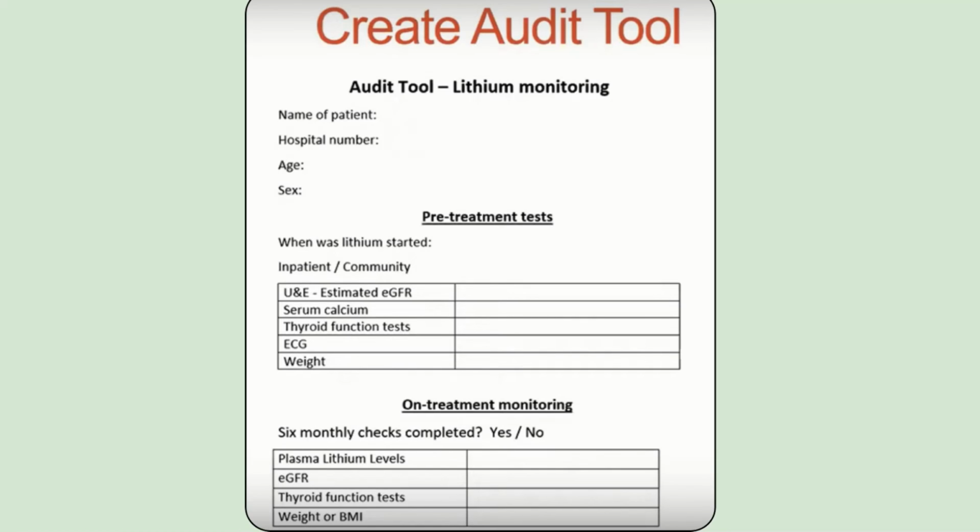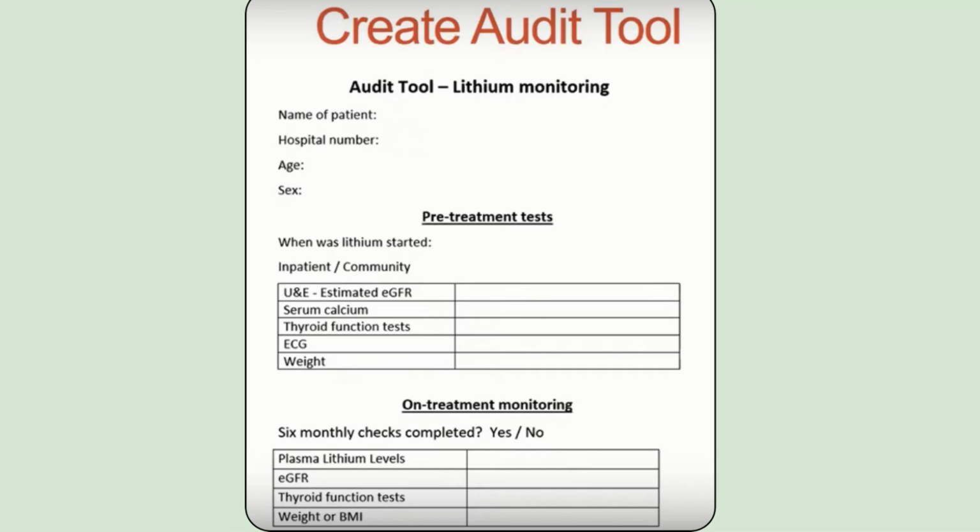Once you've identified a problem and found set guidelines, then you can create an audit tool. A simple audit tool: name of the patient, their hospital number, their age, sex, and then depending on which audit you are doing. If you're doing the pre-treatment test audit, you can simply record when the lithium was started, whether in patient or community, and whether, once they were getting the lithium started, they checked their U&Es and eGFR, serum calcium, thyroid function test, ECG, and weight, and if this is recorded in patient notes or not.